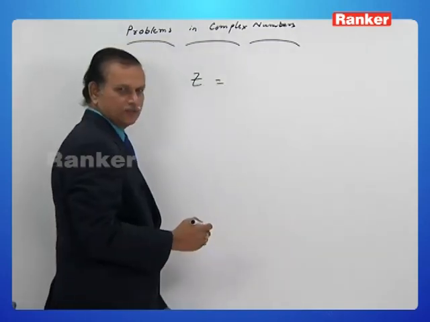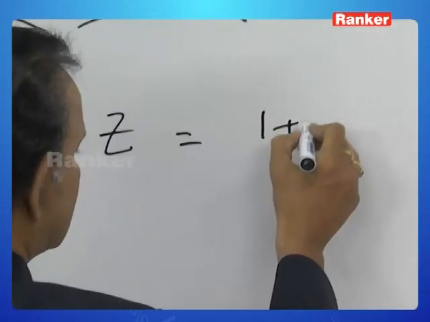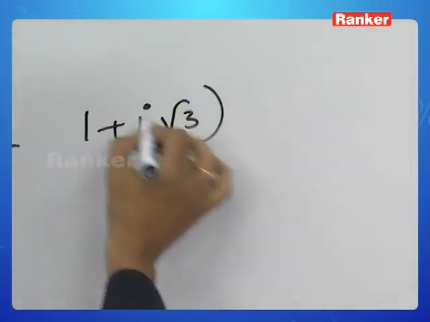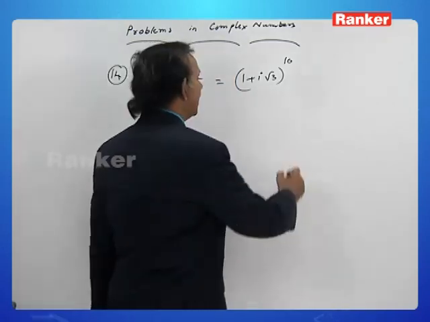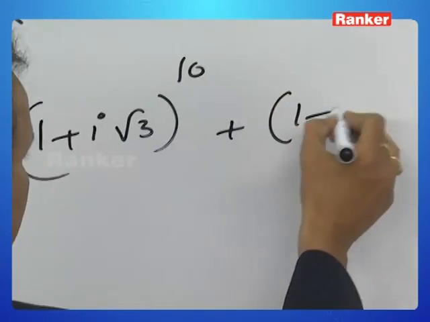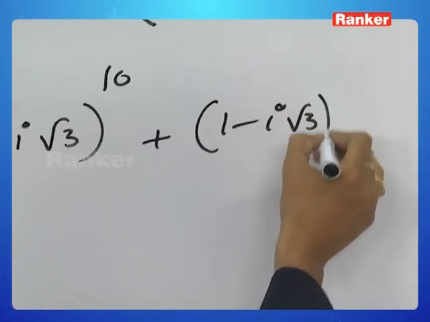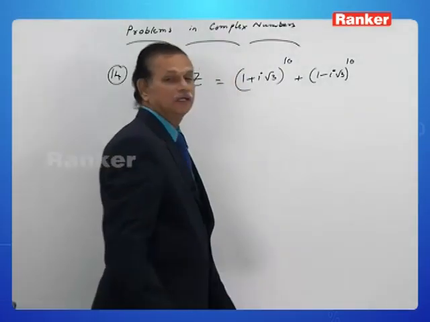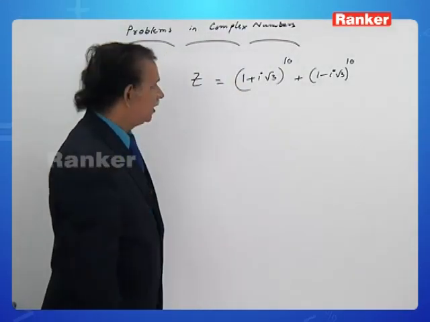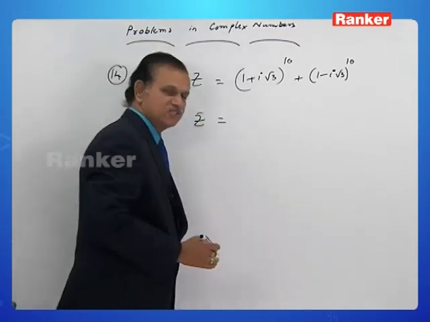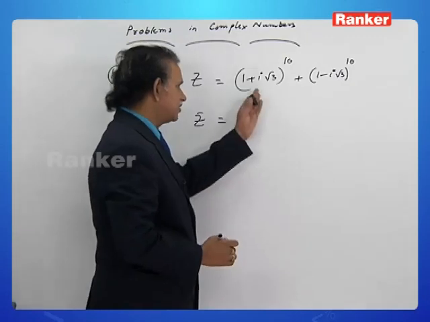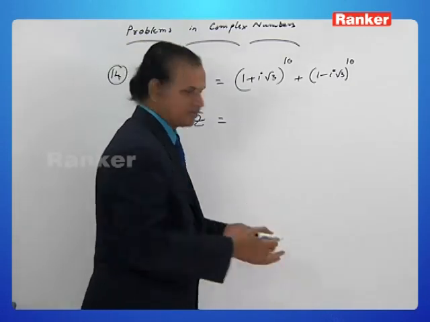z is equal to (1 plus i root 3) whole to the power of 10 plus (1 minus i root 3) whole to the power of 10. You see, please consider z bar. What can it be? What is z bar? Conjugate of z. What is the conjugate of (1 plus i root 3) whole to the power of 10?